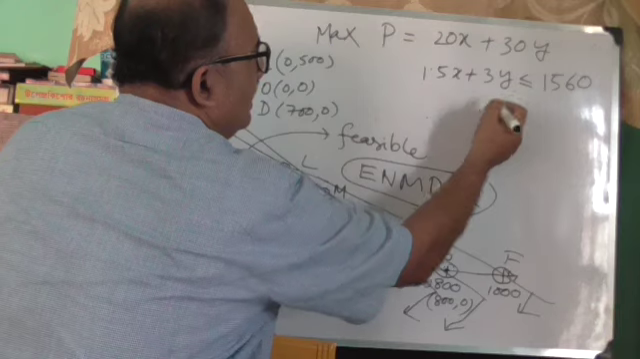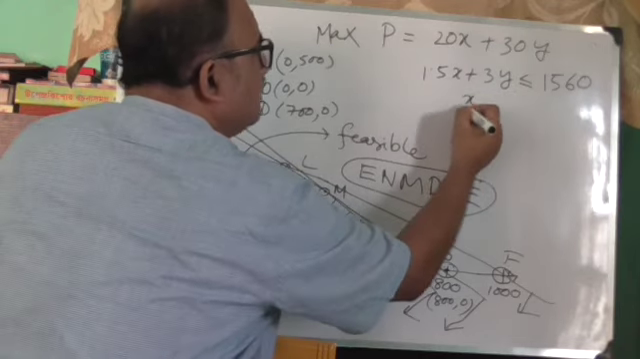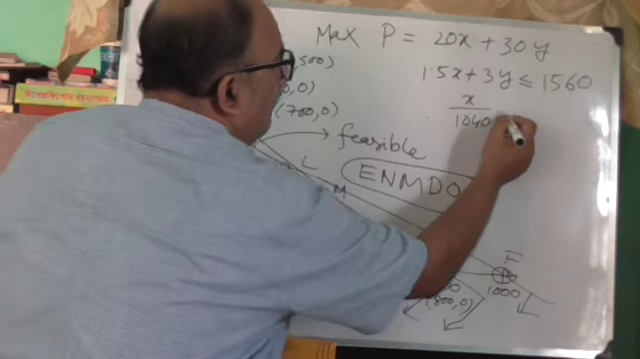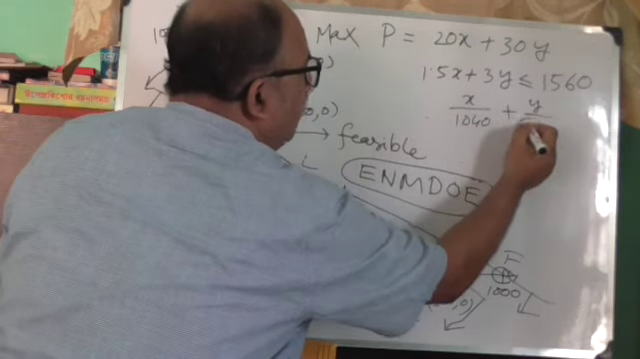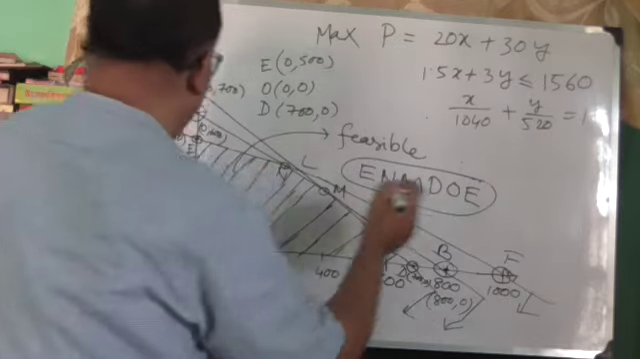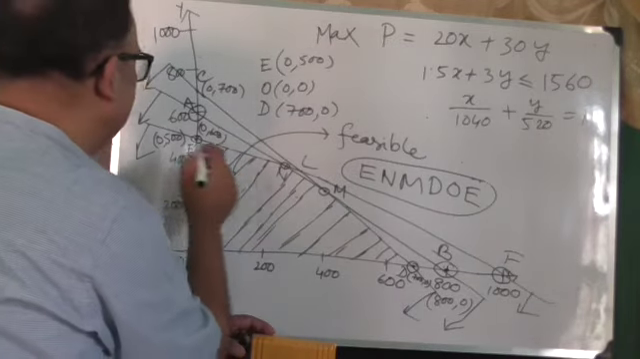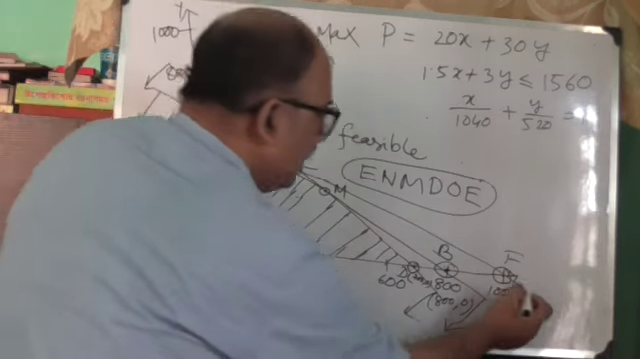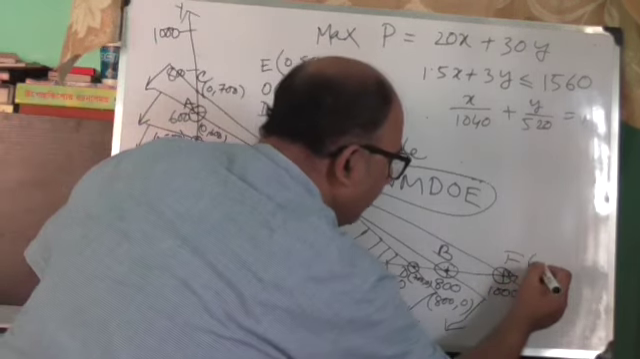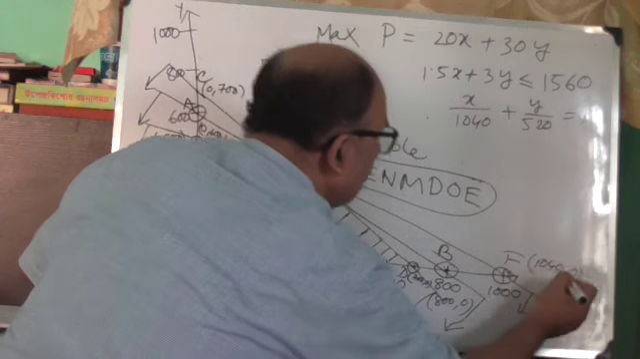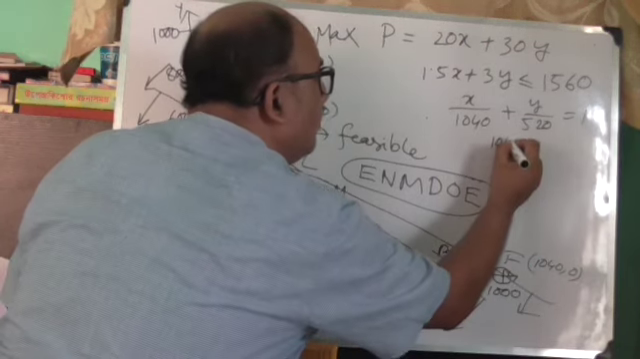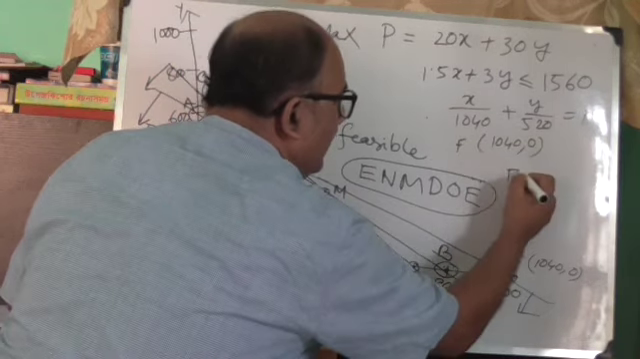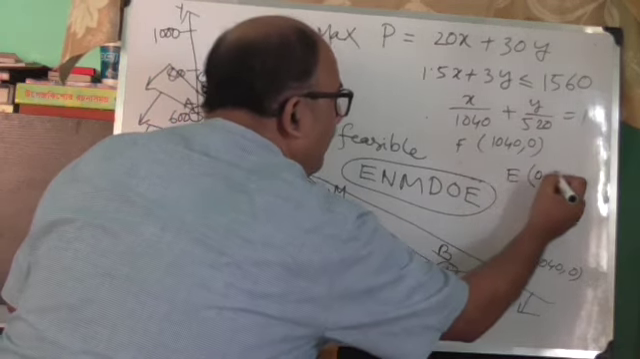So in that case, the equation of the straight line becomes x by 1040 plus y by 520 equals 1. So the line EF changes to 0, 520, and the point F becomes 1040, comma 0. So here the two points are 1040, comma 0, that is the point F, and the point E becomes 0, 520.